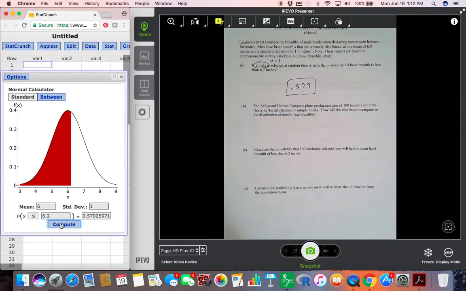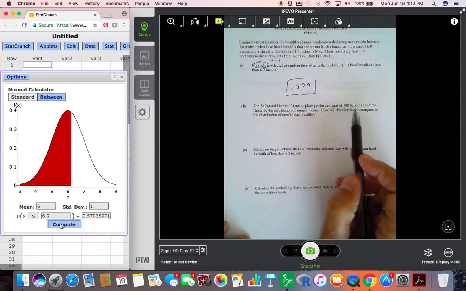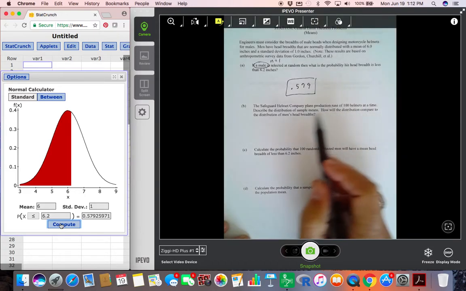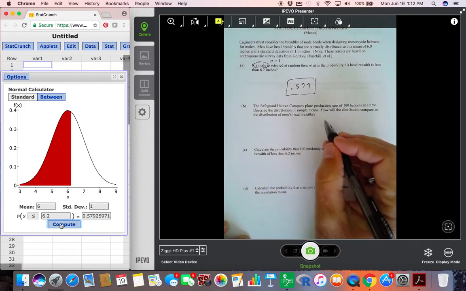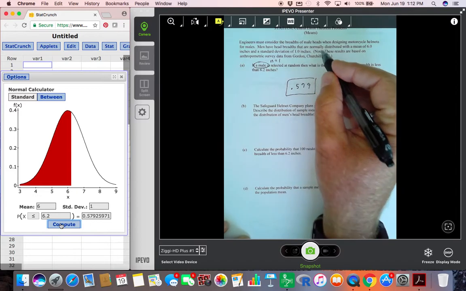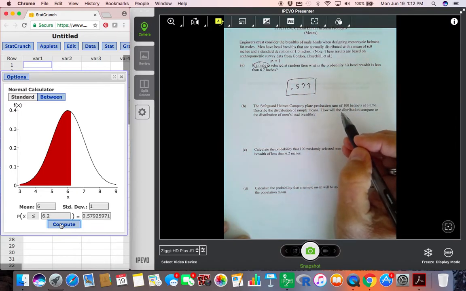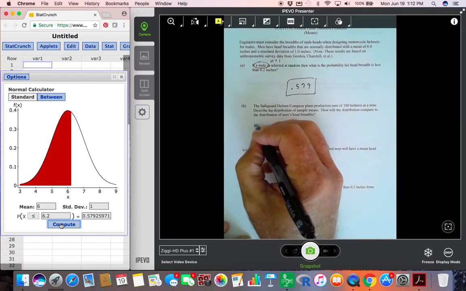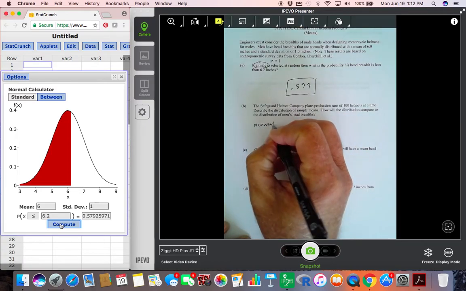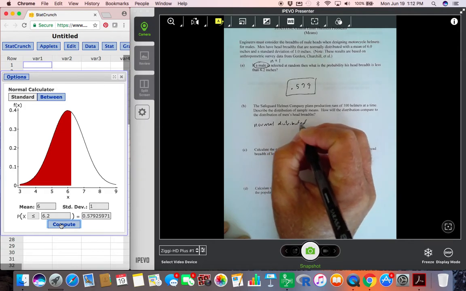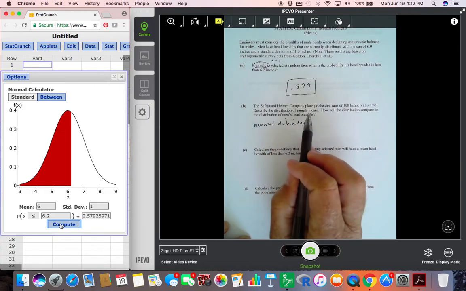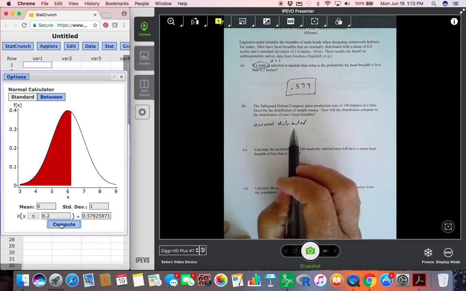All right, the next problem. The Safeguard Helmet Company plans production runs of 100 helmets at a time. Describe the distribution of sample means. Well, we start out with a normal distribution. We have a sample size above 2 and safely above 25. So the distribution of sample means will be normally distributed.